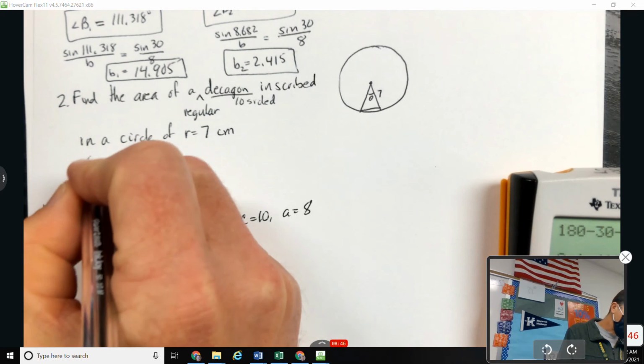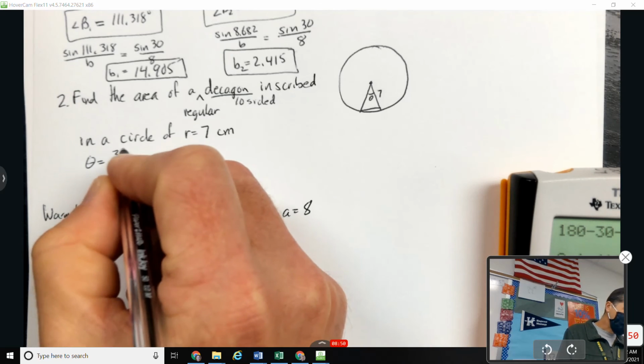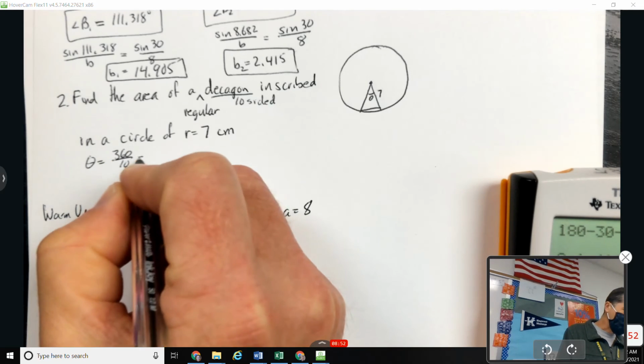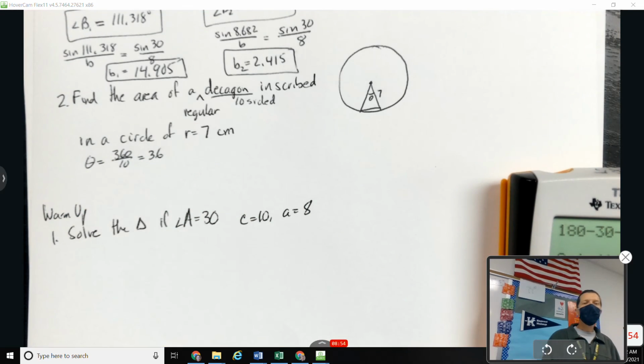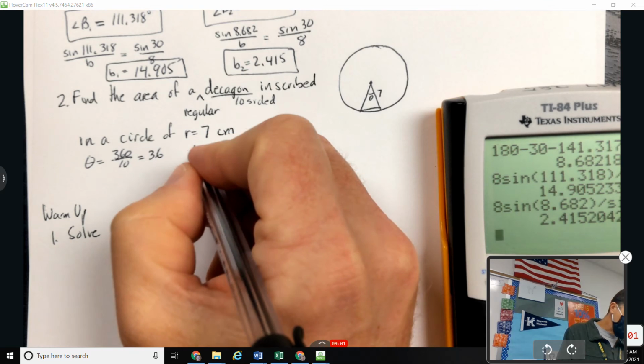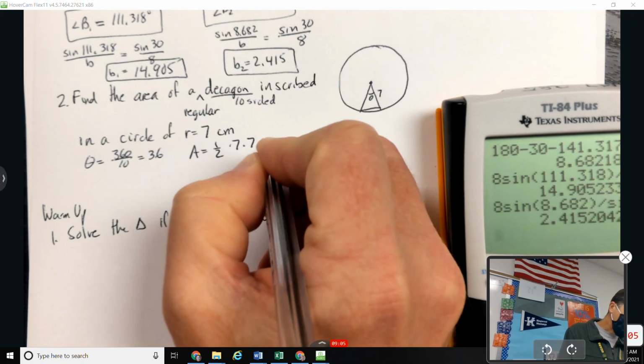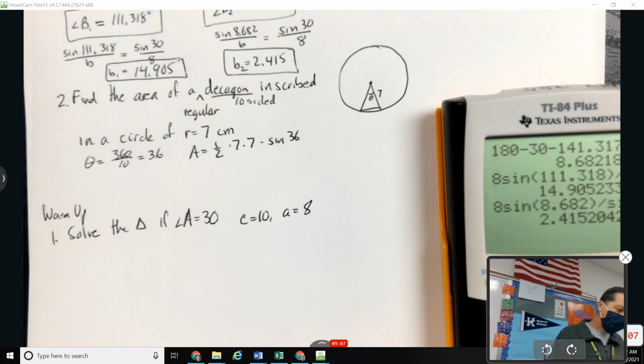36. How'd you get 36? 360 divided by however many triangles there are. So 36. So one triangle has an inside angle there of 36. So the area is 1/2 times 7 times 7 times sine of 36.